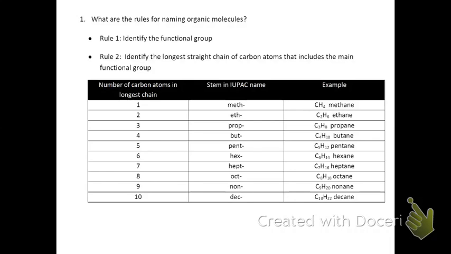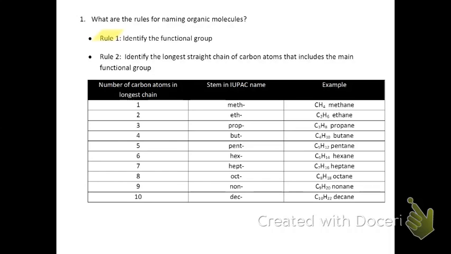So the first rule for naming organic molecules is you have to identify the functional group in that molecule. In the last lecture, you were asked to learn the functional groups and the endings, the names of those functional groups, and to be able to recognize and draw them. So when you look at a molecule, you must identify the functional group. That's the first thing, and that's going to put it into its classification, its family, or homologous group.